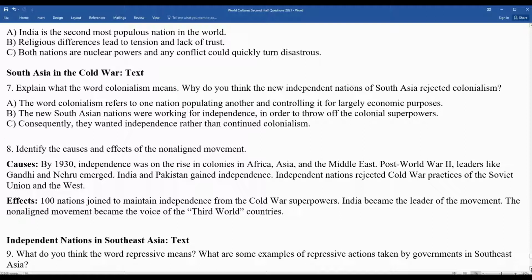Effects: hundreds of nations joined to maintain independence from the Cold War superpowers. India became one of the leaders of this movement. The non-aligned movement became the voice of third world countries.